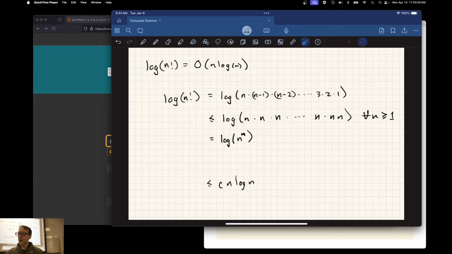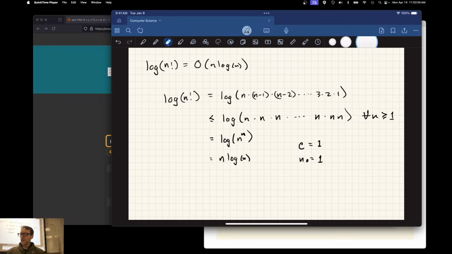Now, once again, pull out your log identities from way back when. What can you do with exponents within a log? Pull it out front. Hey, guess what that looks like now? For c being 1 and n not being 1, because we don't want to deal with zeros with logs, the inequality holds here. By the way, the inequality holds the other direction too. Yeah, the other direction, I think you're going to have to bring in Stirling's formula. But otherwise, there you go.